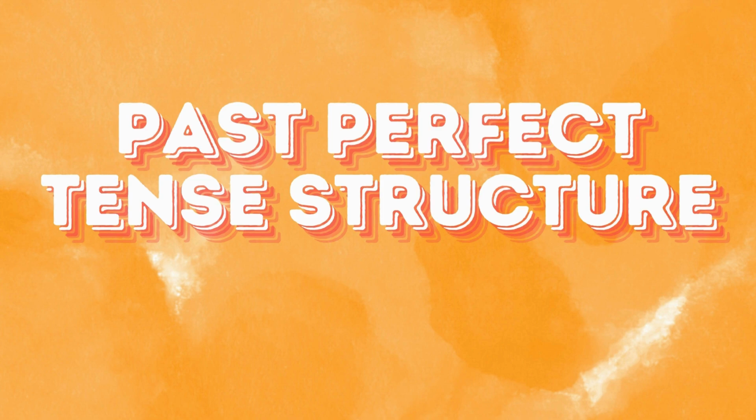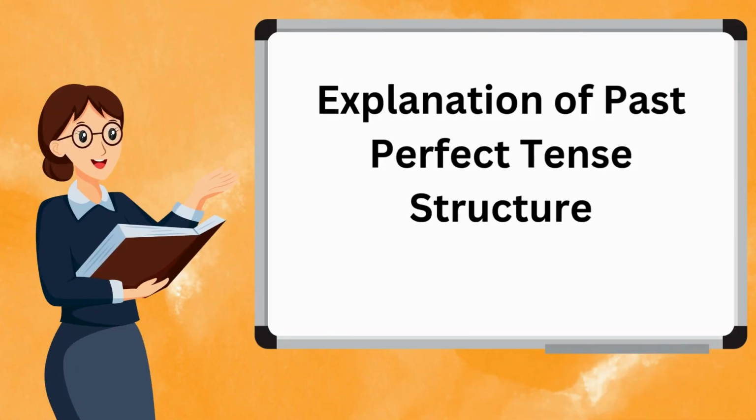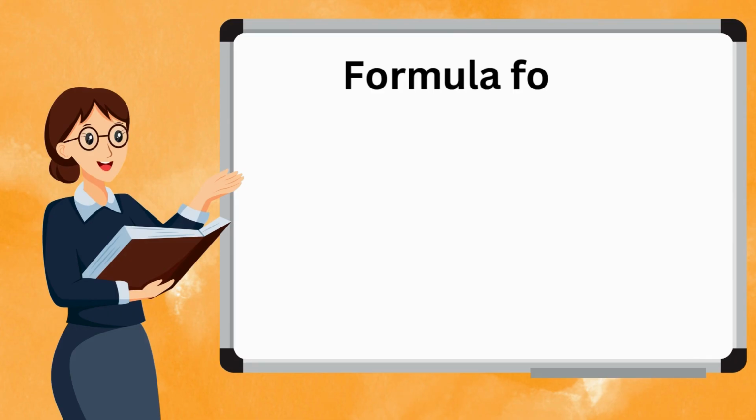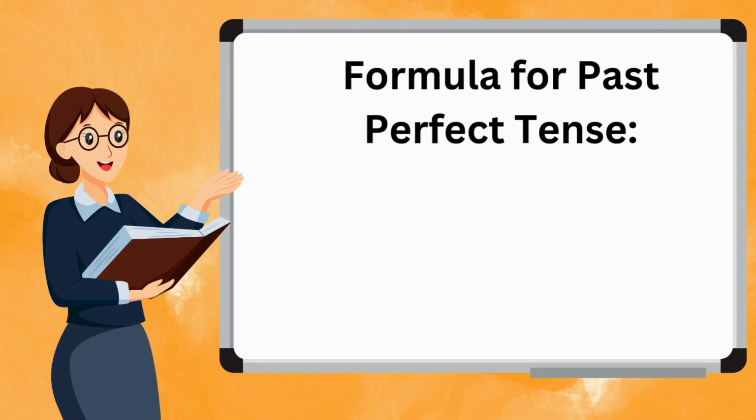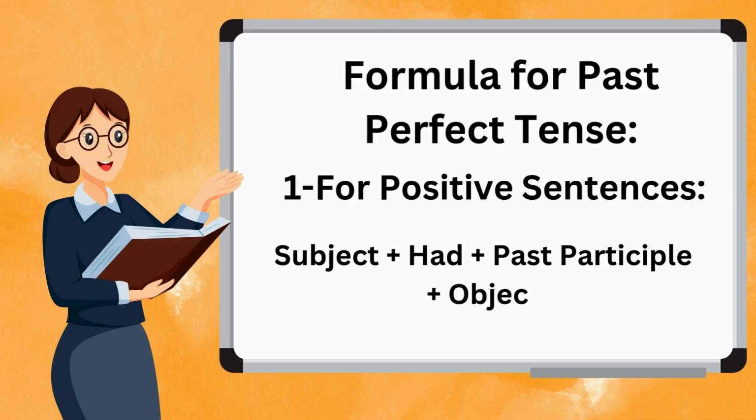Past perfect tense structure. Explanation of past perfect tense structure. Formula for past perfect tense. 1 for positive sentences. Subject plus had plus past participle plus object.